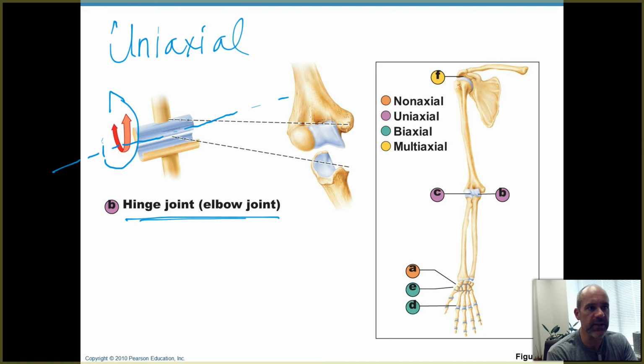And they're showing you some other examples. Well, I guess they're not actually, because they're just showing us the arm. They should have highlighted the joints there between the phalanges in the fingers as other examples of uniaxial type joints or hinge joints.